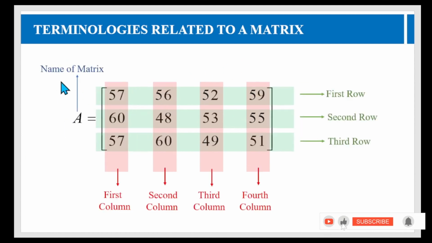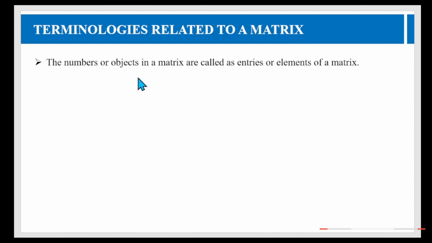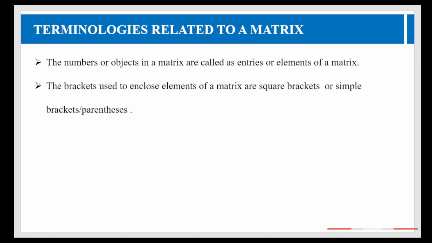That is complete. Next, ಏನಂತ ಕರೀತಾರೆ ಅಂತ ಹೇಳಿದೆ? ನೇಮ್ ಆಫ್ ದಿ ಮ್ಯಾಟ್ರಿಕ್ಸ್. ದಿಸ್ ಇಸ್ ಕಾಲ್ಡ್ ಫಸ್ಟ್ ರೋ, ಸೆಕೆಂಡ್ ರೋ, ಥರ್ಡ್ ರೋ. ಫಸ್ಟ್ ಕಾಲಮ್, ಸೆಕೆಂಡ್ ಕಾಲಮ್, ಥರ್ಡ್ ಕಾಲಮ್, ಫೋರ್ತ್ ಕಾಲಮ್. That definition, the number of objects in a matrix are called as what? Entries are elements of a matrix. Next point, that to write a matrix you can use either square bracket or simple bracket. That simple bracket is also called as parenthesis.